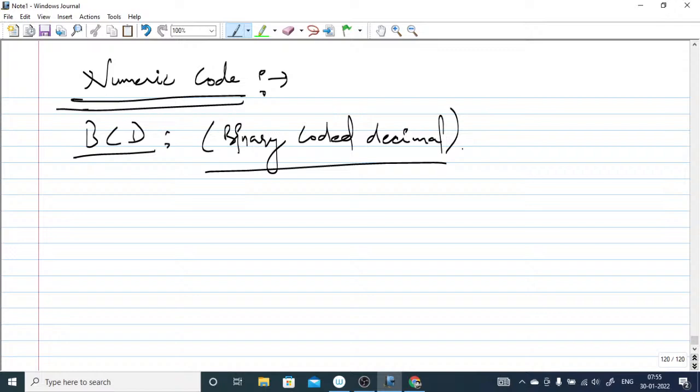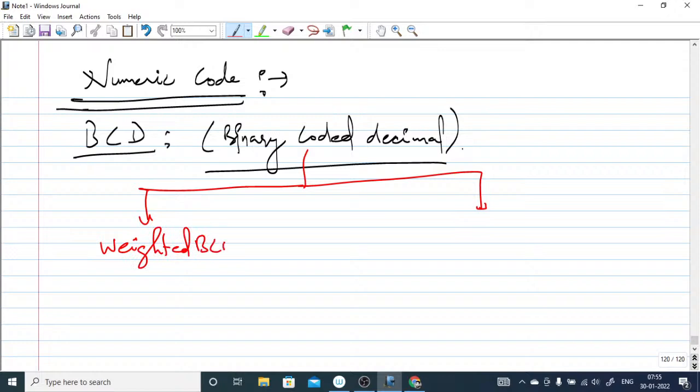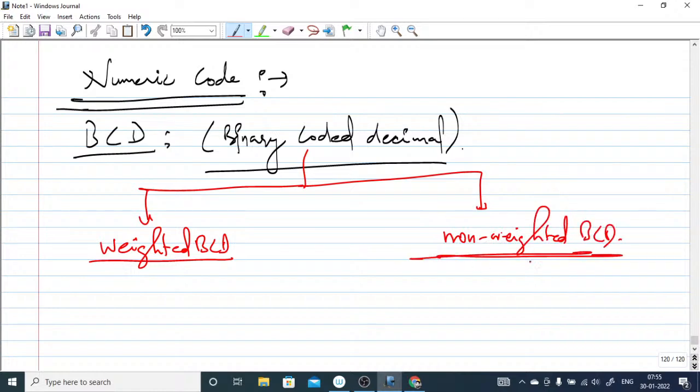Binary coded decimal, you have to keep in mind, will be of two kinds. One will be weighted BCD and one will be non-weighted BCD. So this classification you must know. The weighted BCD and non-weighted BCD. In non-weighted BCD, you will study about gray code.